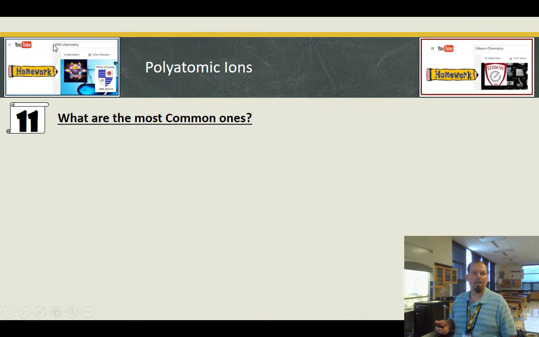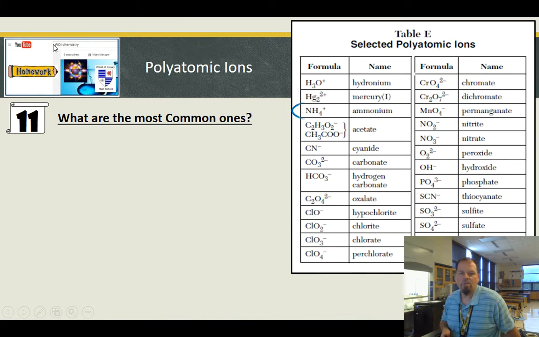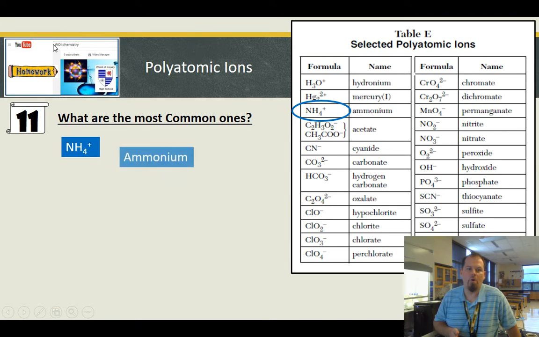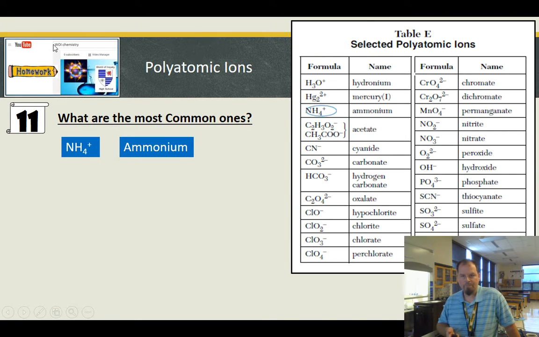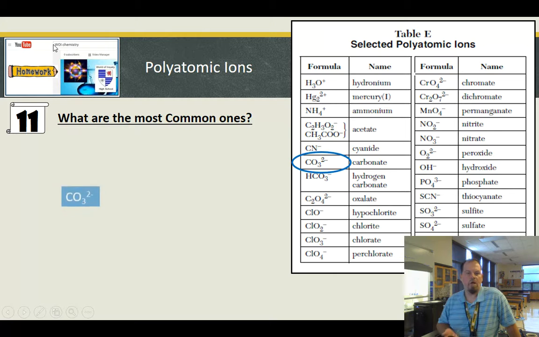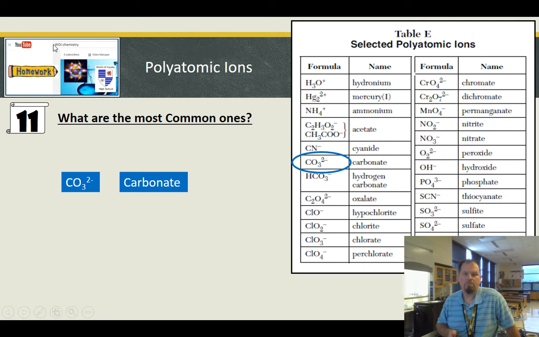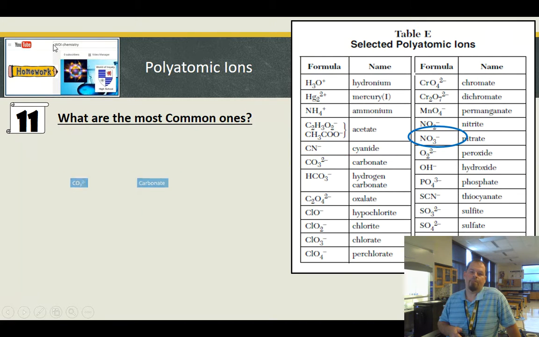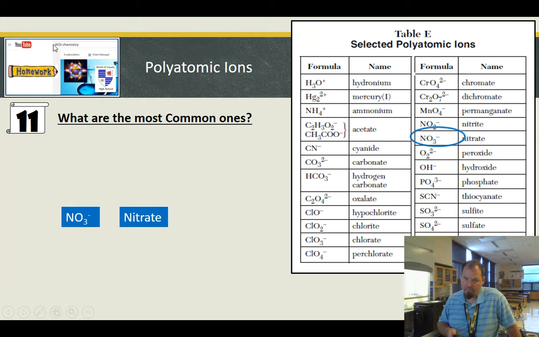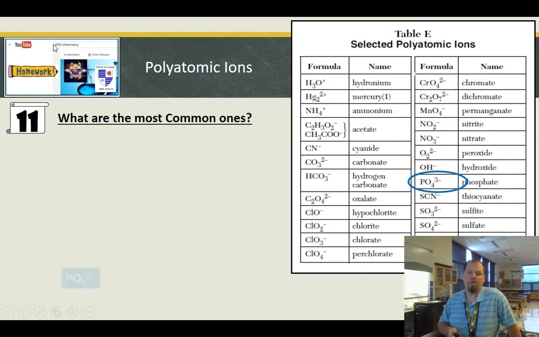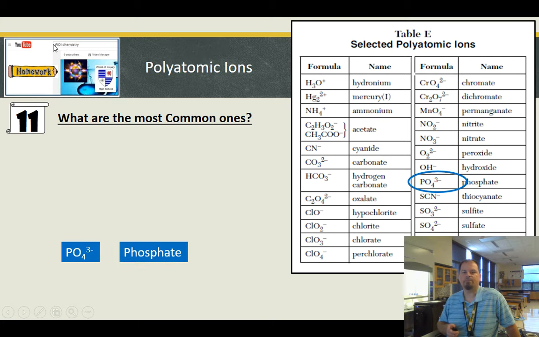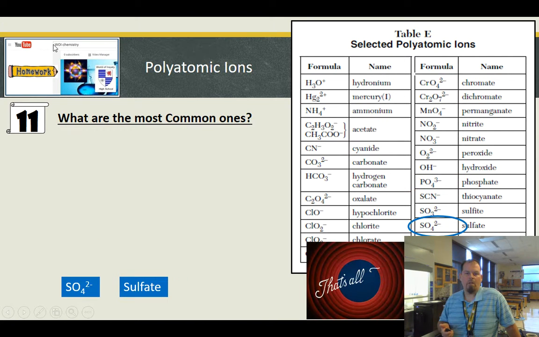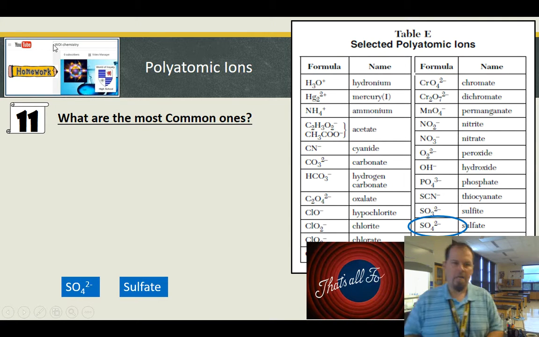Okay? And what are the common ones? Well, the ones we use a lot. We do use ammonium a lot. We're going to use carbonate quite a bit. We're going to use nitrate, not nitrite. We'll use nitrate a lot. We'll use phosphate a lot. And sulfate. That's it. We're done.